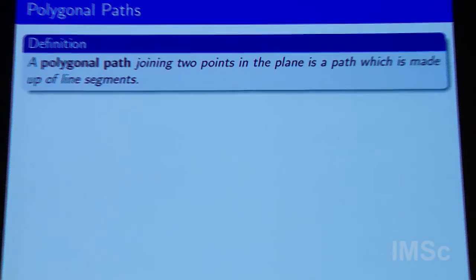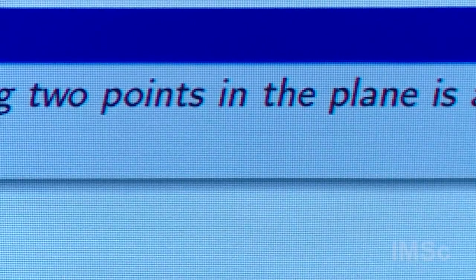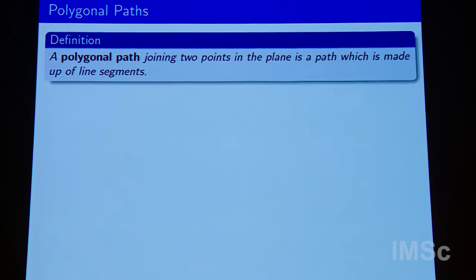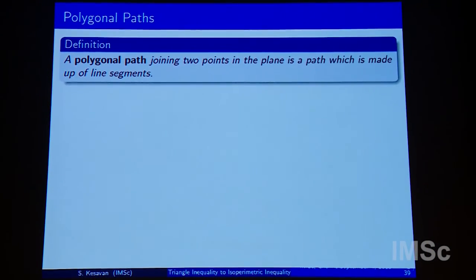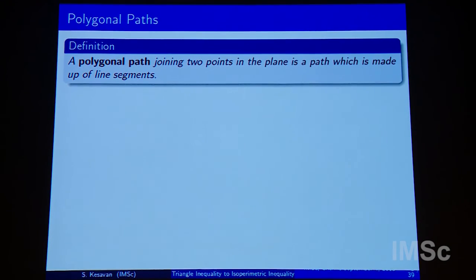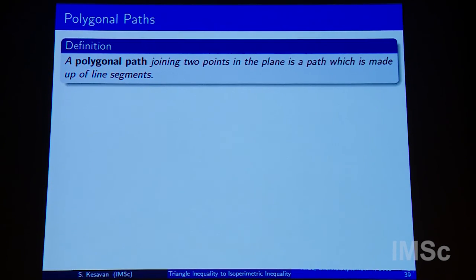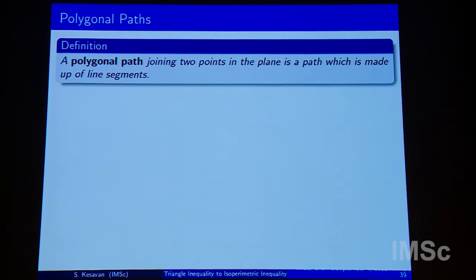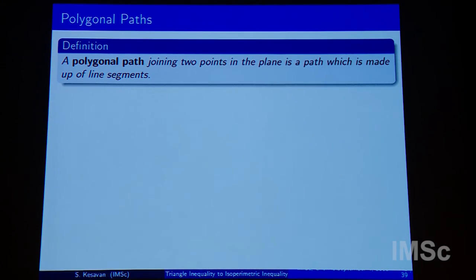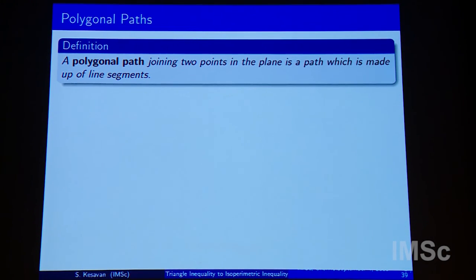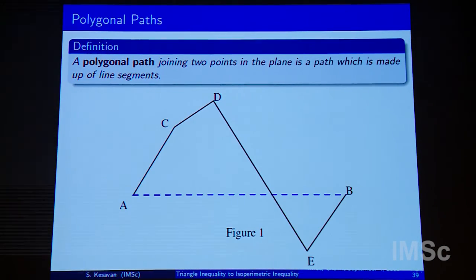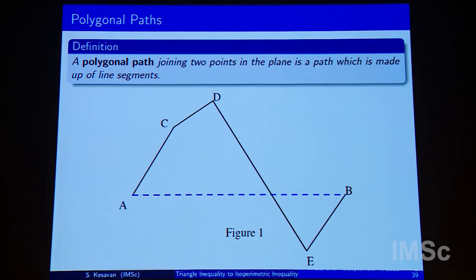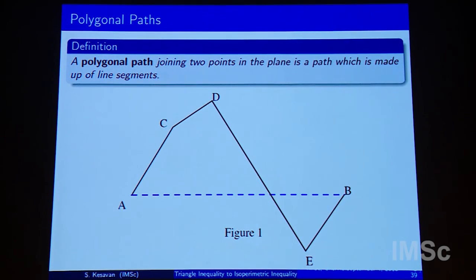So what's the first problem of this kind? Given 2 points A and B on the plane, what is the shortest path from A to B? The straight line joining them, right? Have you seen a proof of this? How do you prove that the straight line is the shortest path from A to B in the plane? Let's see how we are going to do that. A polygonal path is a path joining 2 points which is made up of line segments. A typical example: A to C, C to D, D to E, E to B. That is a polygonal path.